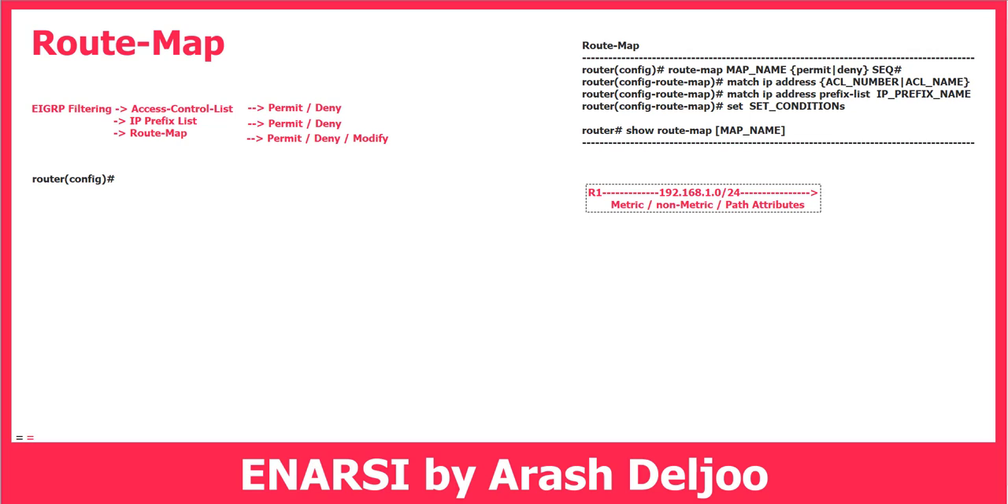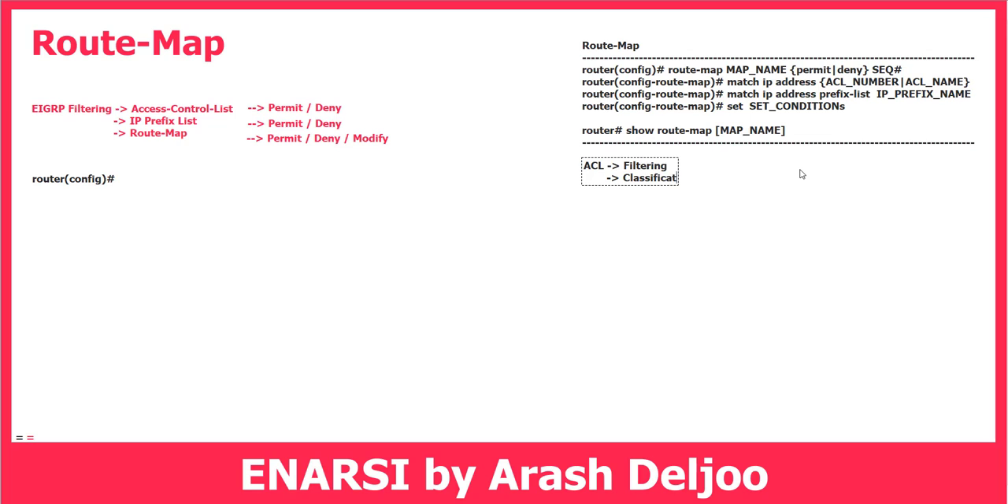But maybe you ask me, what is the difference in the configuration of the route map compared to the ACL and IP prefix list? Here also we have one important notation. Let me explain it. I have explained before that the ACL can work as a filtering tool and also as a classification tool.